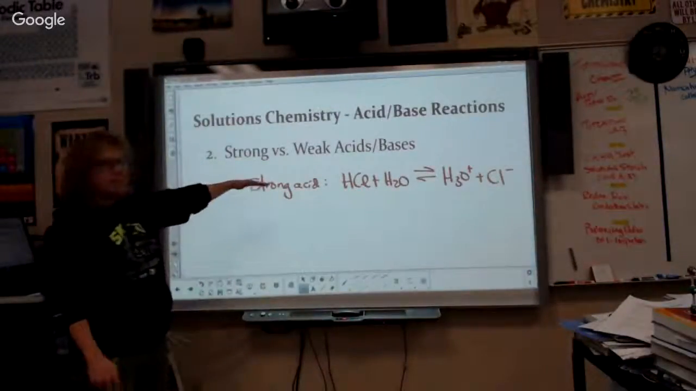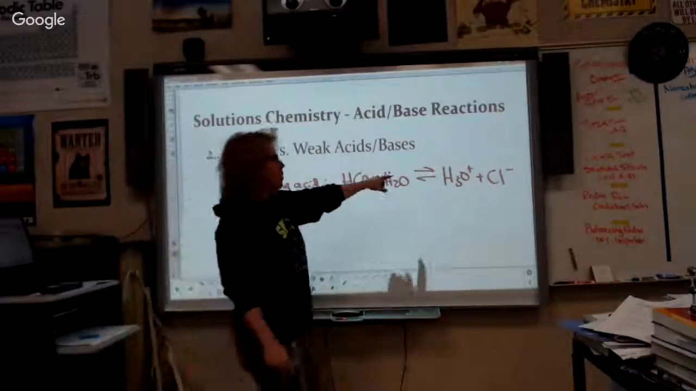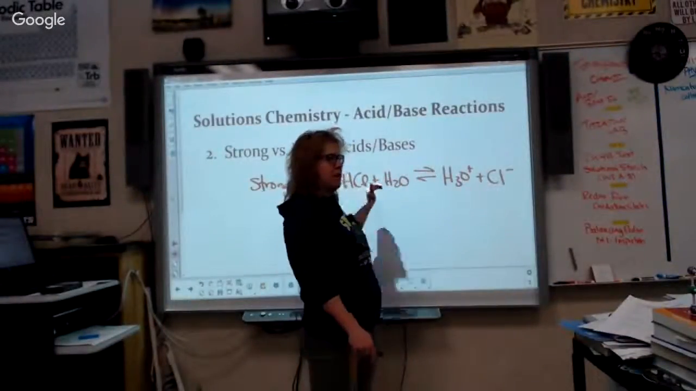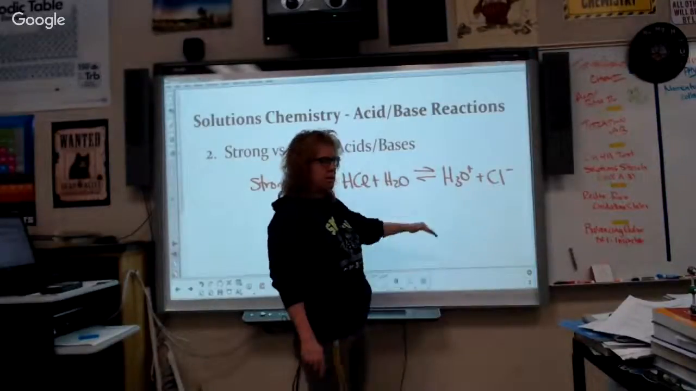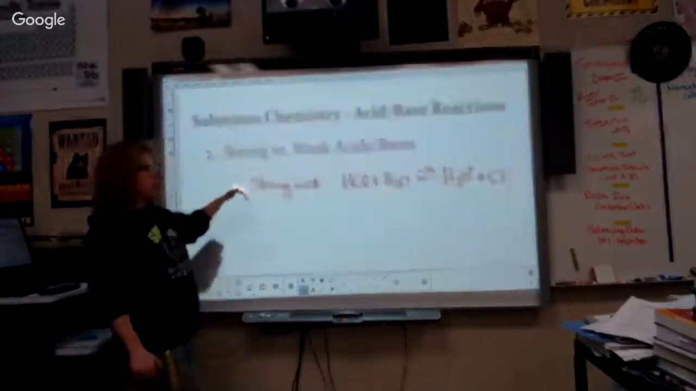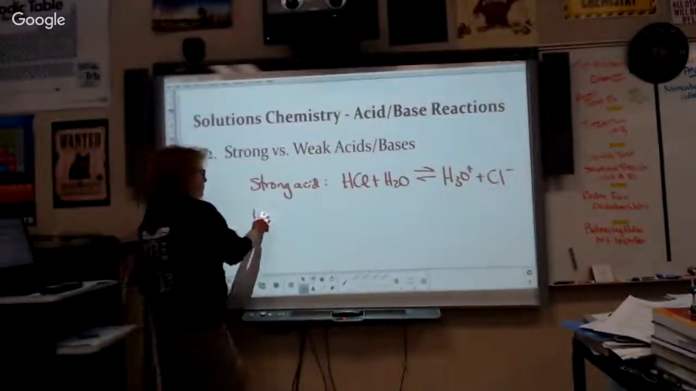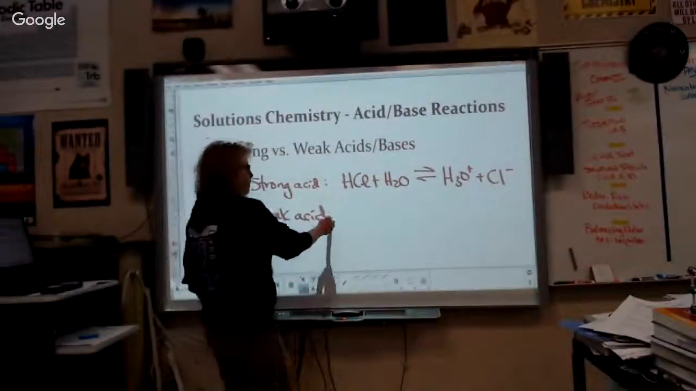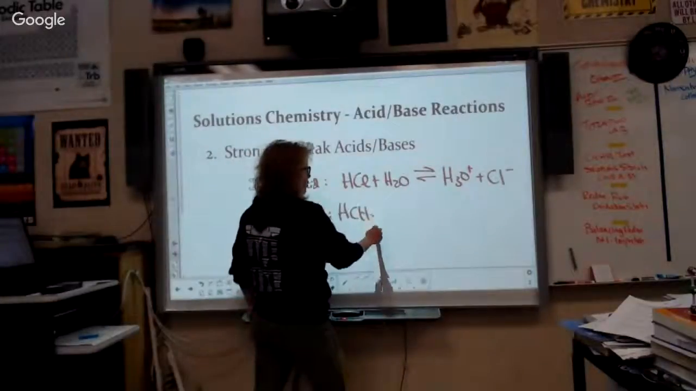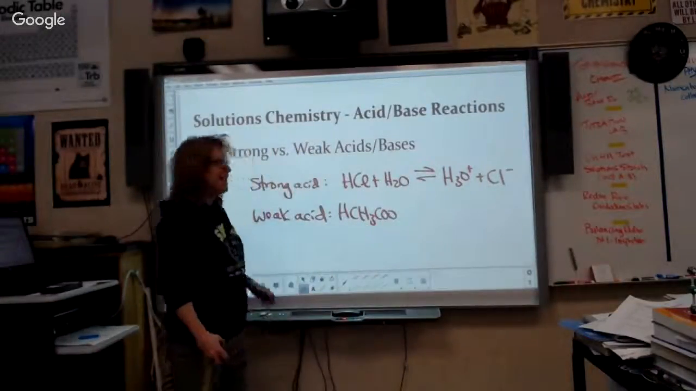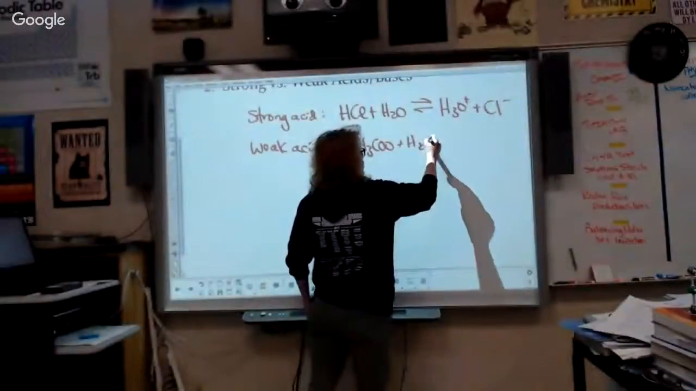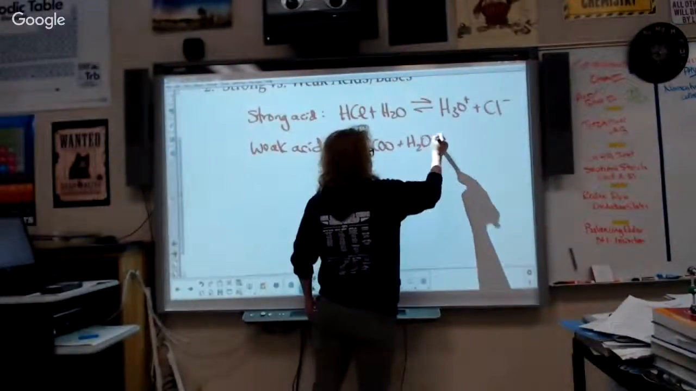Okay, so strong acids. I'm writing this now as an equilibrium reaction to show that it's battling with the waters. Is it going to give away its hydrogens? Is it going to take them? What's it going to do? And what's different about strong acids versus weak acids, I'll do this. The one I'm using right now is vinegar, HCH3COO, also known as acetic acid or hydrogen acetate, plus H2O.